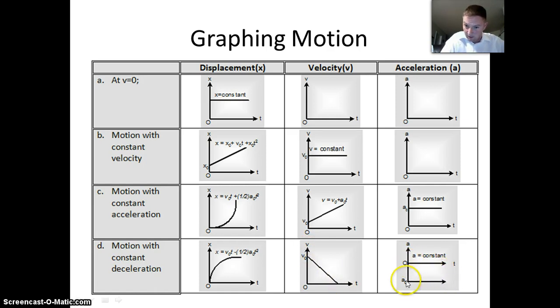Here's 0. Here's my acceleration. It's below 0. It's negative. We say it's constant because that's what the situation is here. Constant deceleration means I'm slowing down. My velocity gets less over time. My distance versus time curves downwards.